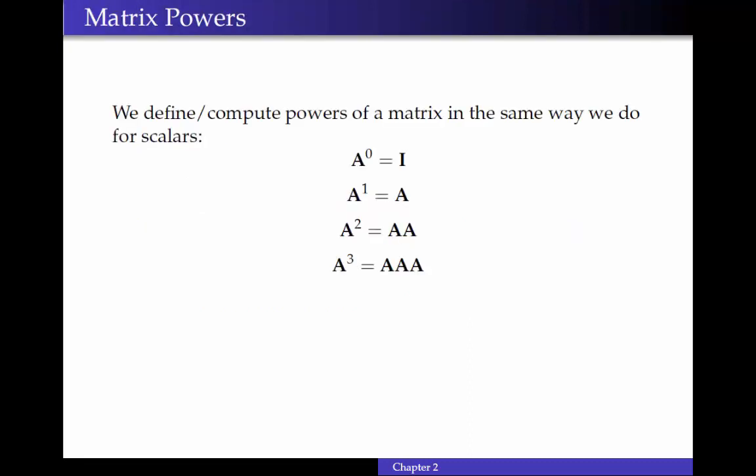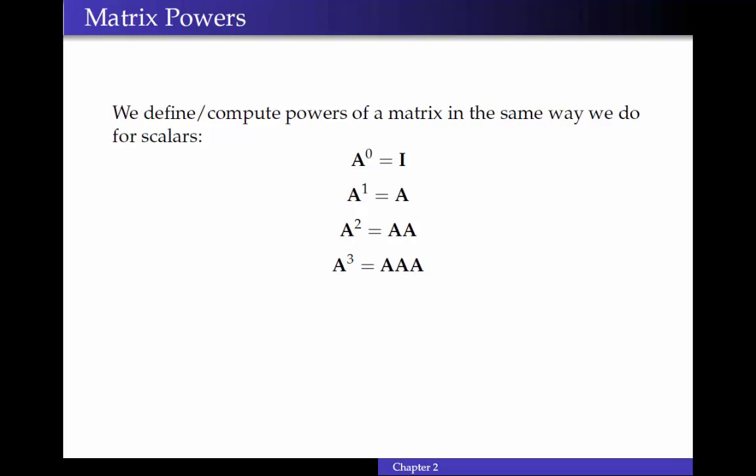So the last thing I just want to mention briefly is matrix powers. If we compute the powers of a matrix, this is defined in the same way it is for scalars. If I raise something to the 0th power, I get the identity matrix. You'll remember that a scalar to the 0th power is 1. The identity matrix is like 1 for matrices. So the first power is just A. The second power is A times A. The third power is A times A times A. I think you get the picture.